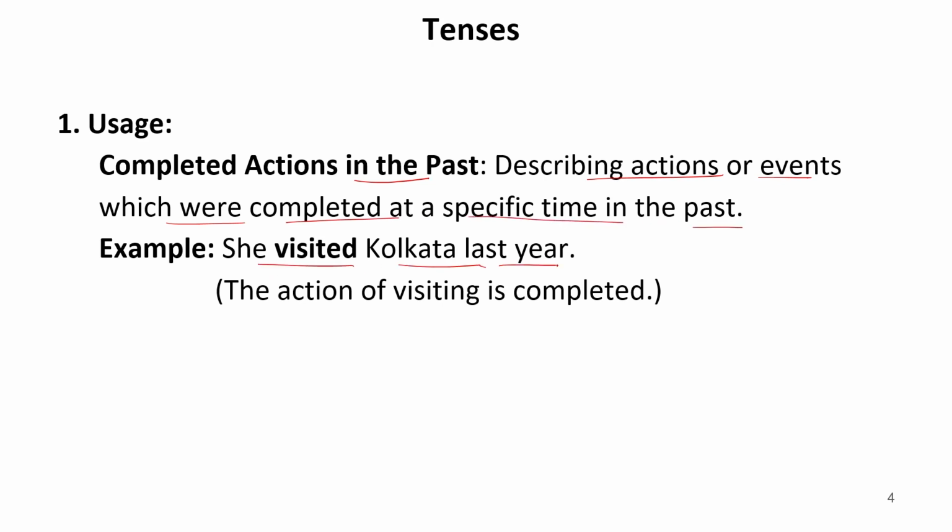She visited Kolkata last year. Now, as we can see, with this "last year", the time of past is mentioned over here. So here we know the time of action. We know the action and when it took place. Whenever the time of action is given or known, it should be written in past indefinite tense, or you can say simple past tense.